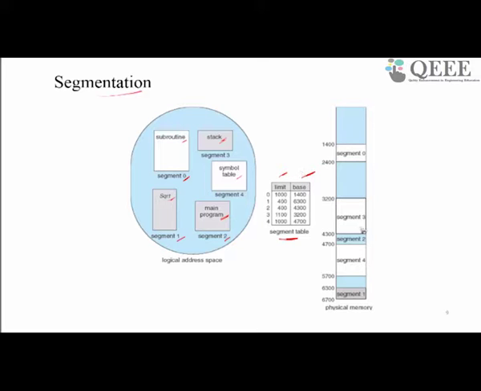So the segment table should have two entries, one the base address, another the limit or the size of the segment. For example, you can see that segment 0 is loaded in the physical memory here. So its base address is 1400 as given here, and the size of segment 0 is 1000 bytes. When it comes to segment 2, its base address is 4300 as given here, and the size is 400. So we need the base address as well as the limit or the size when you maintain the information about a segment in a segment table.